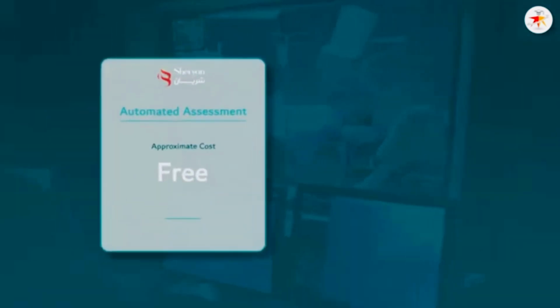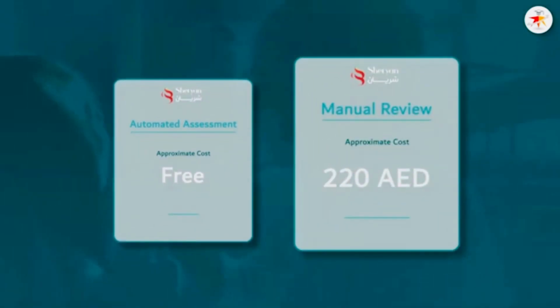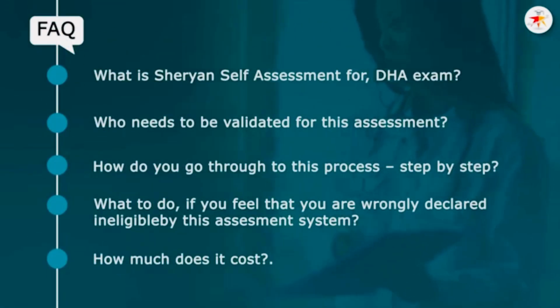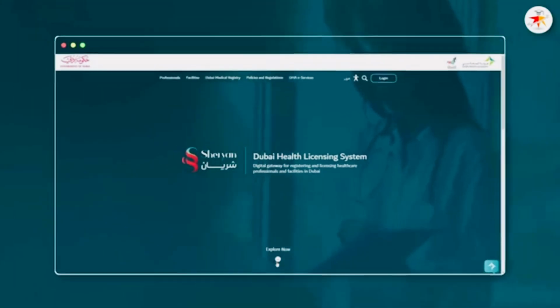Instant registration eligibility review is free, as you may have noticed, but manual review will cost you 220 United Arab Emirates dirhams. Well, hopefully, this video will clarify many of your questions, and will guide you for the initial DHA eligibility review of your application.